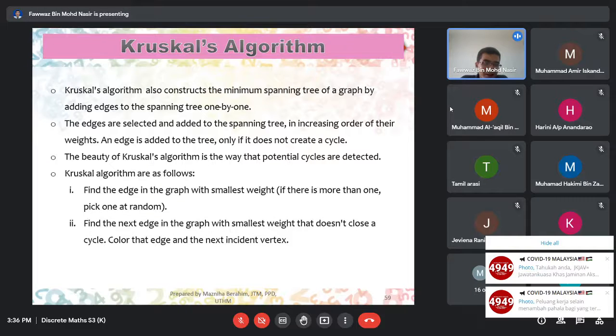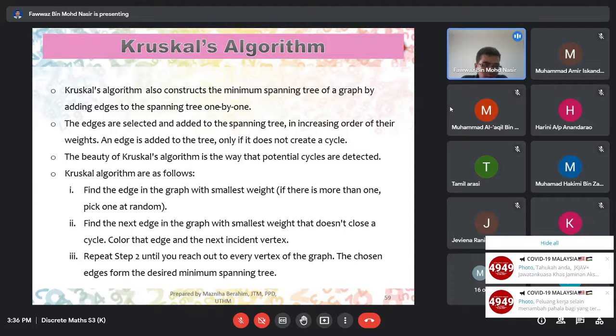So the second step is find the next edge in the graph with the smallest weight that doesn't close a cycle. Okay, kalau the edge and the next incident vertex. Repeat step 2 until you reach out to every vertex of the graph. Okay. Then the chosen edges form the desired minimum spanning tree.